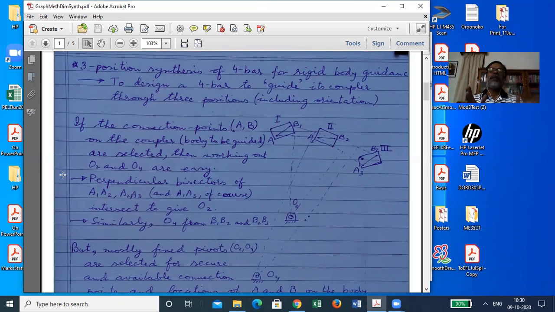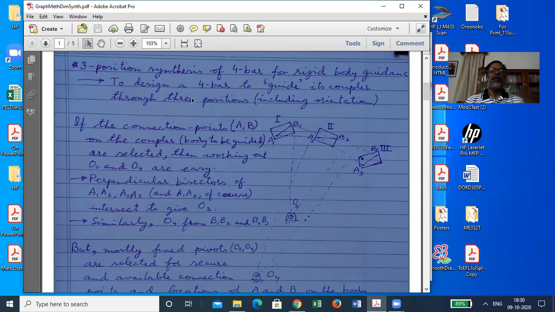There are several methods known as graphical methods. I am teaching you one of those, that is the method of inversion. And for all the problems, we will use the method of inversion, except for the dead center problem towards the end, which is special.